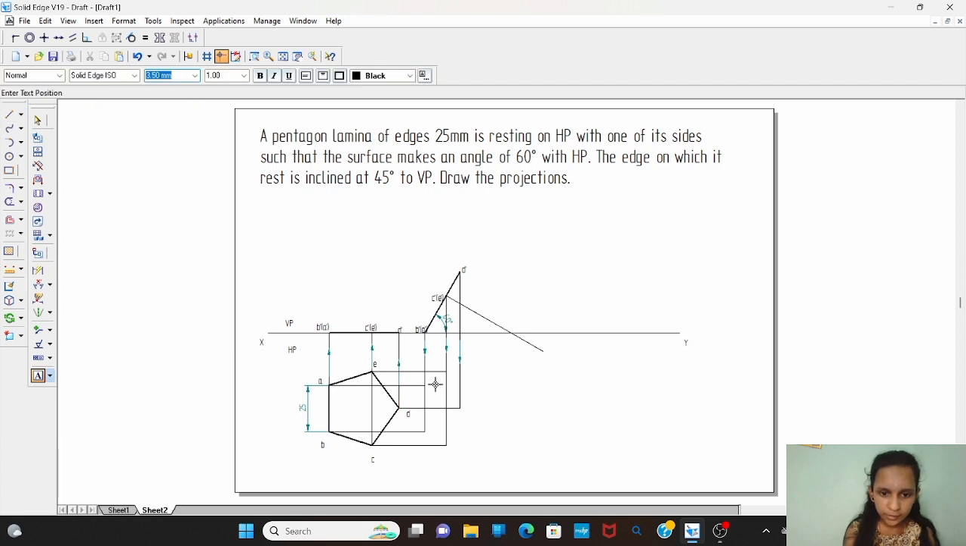Select the text option. This is the point where point A and A dash are meeting. Let me name it as small letter a. And this is the point B. This is C. This is the corner D. And this is the final point E.